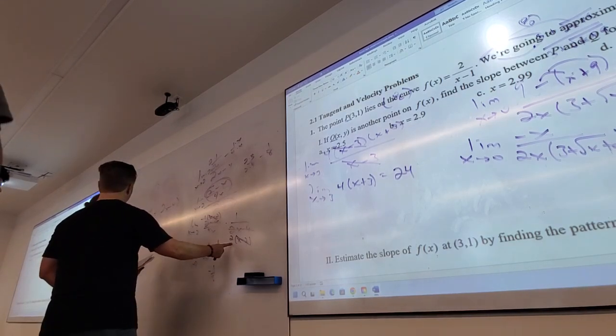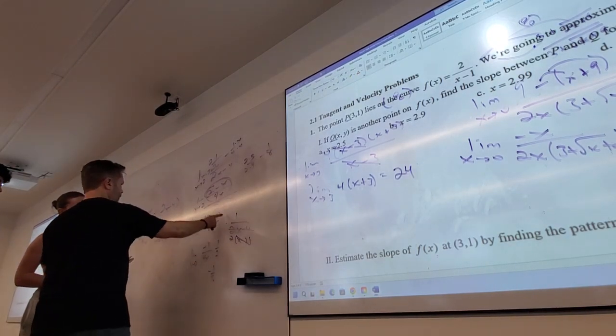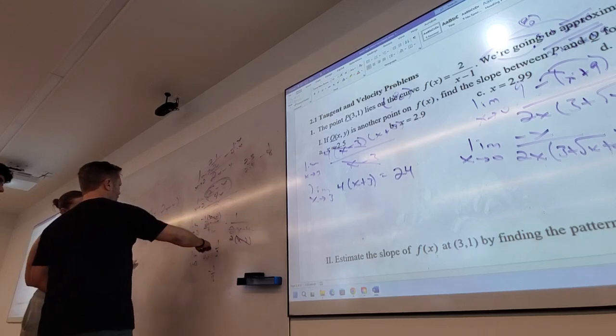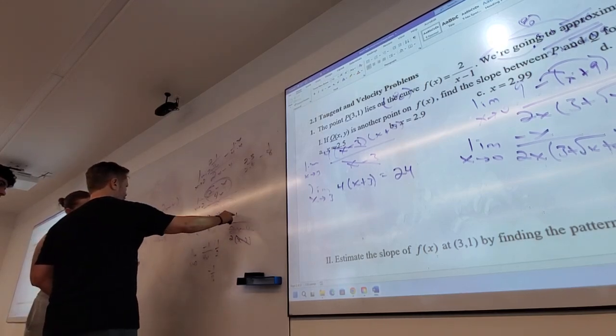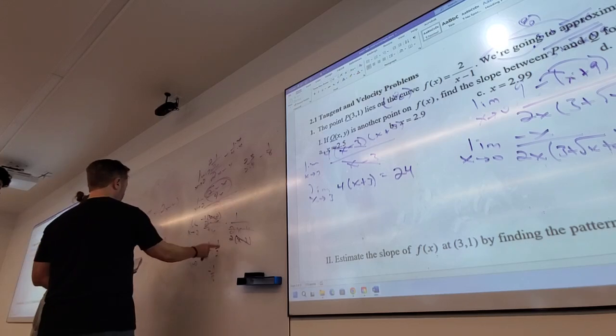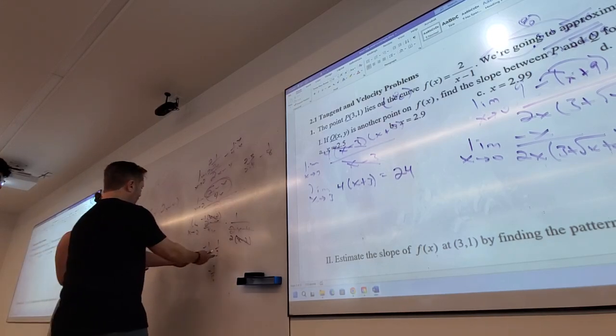Because it's still there. So when I simplify this whole thing, I get negative 1 over 4x times 1 over 2. It's still there, it's still a part of the whole thing. I could make it 8x, but.